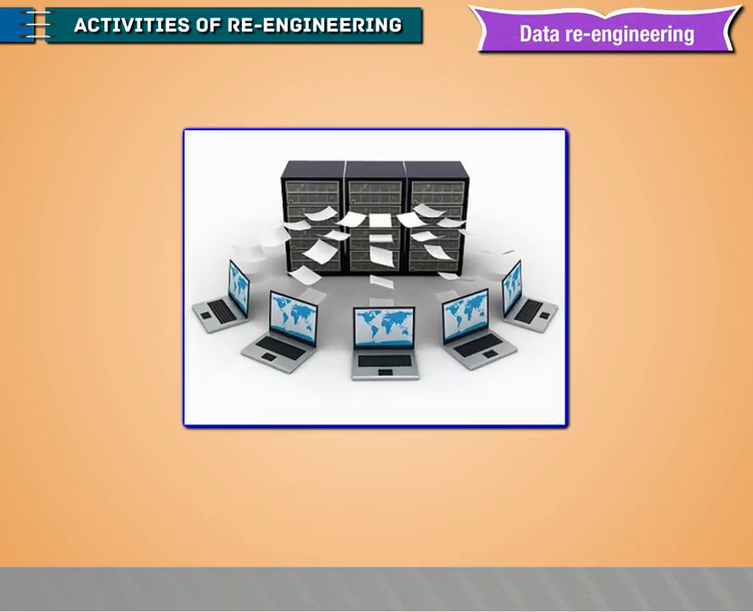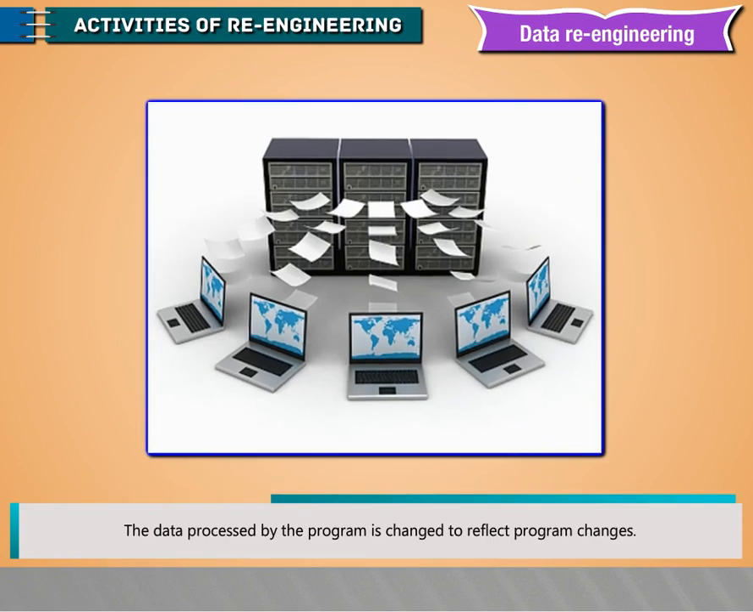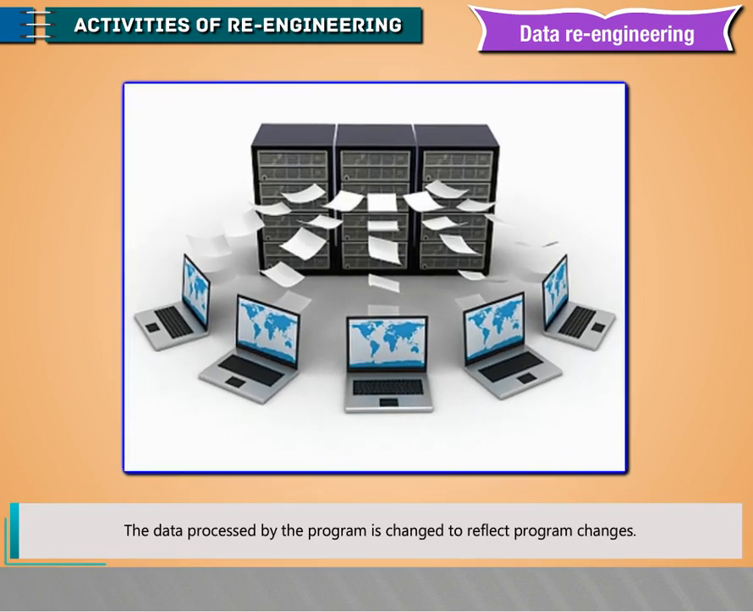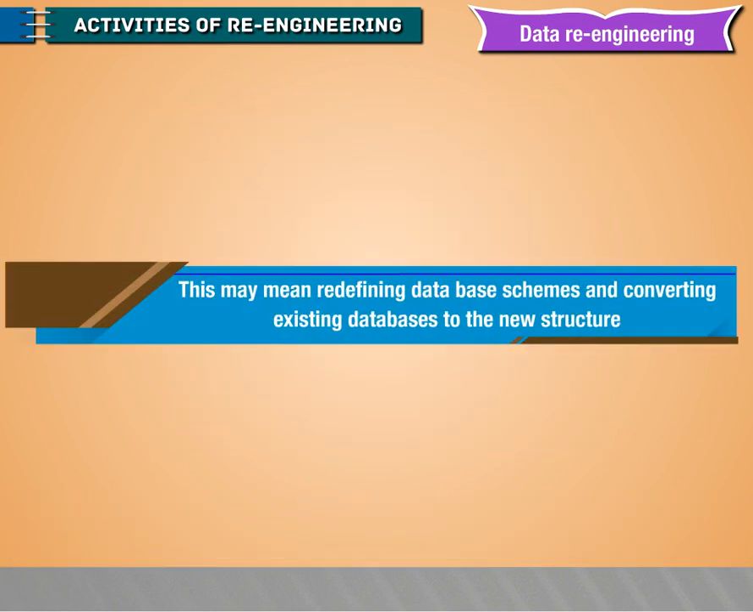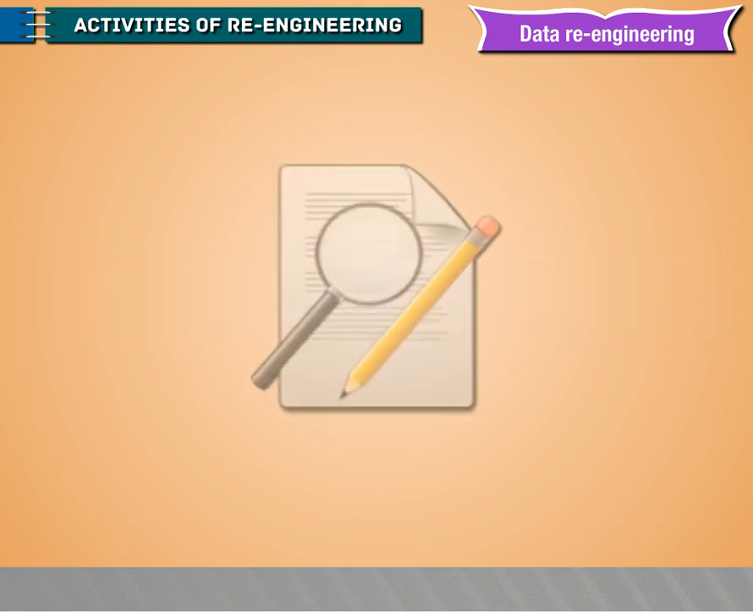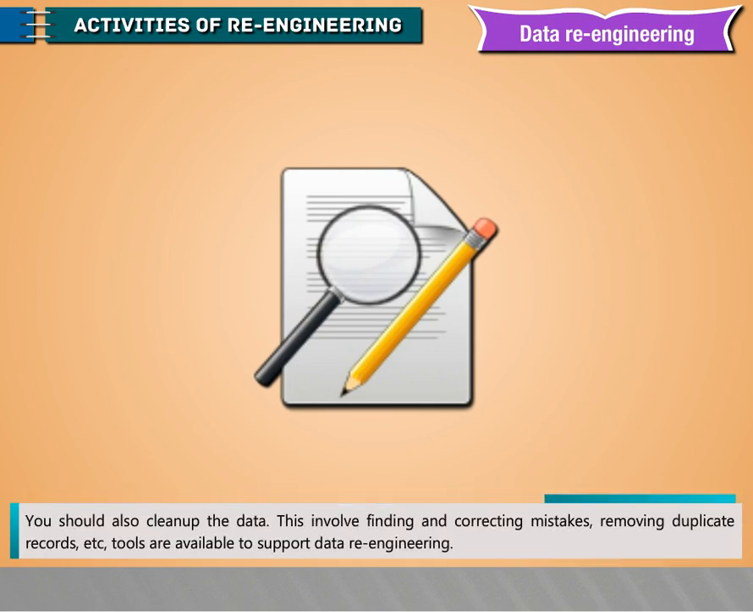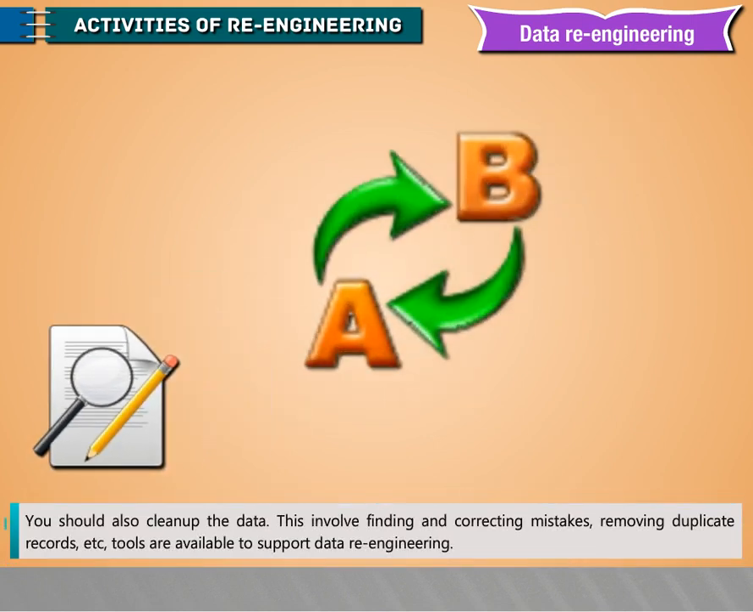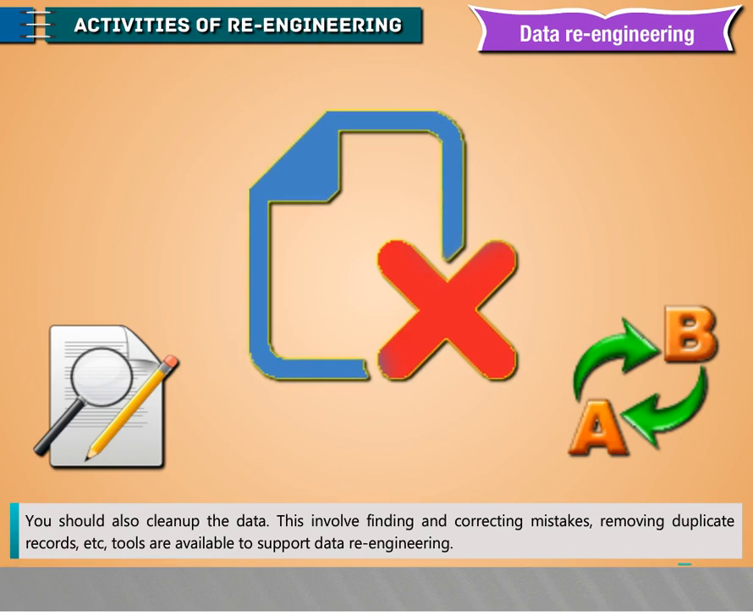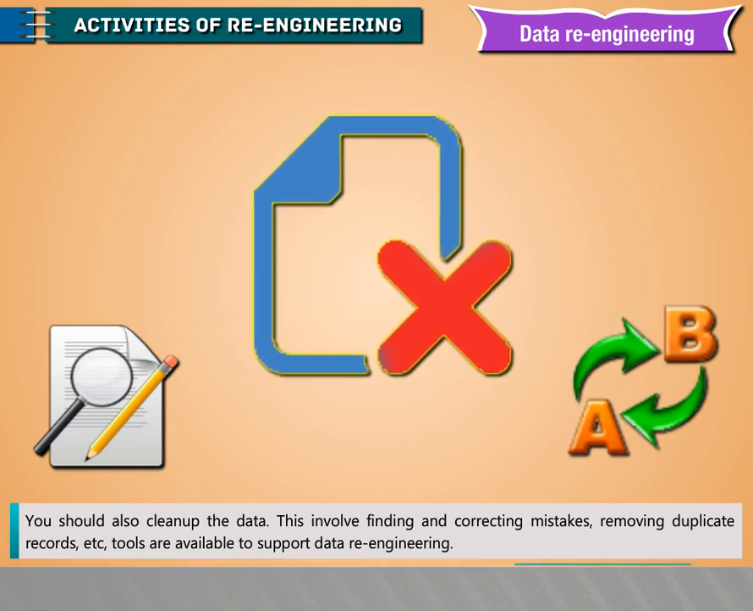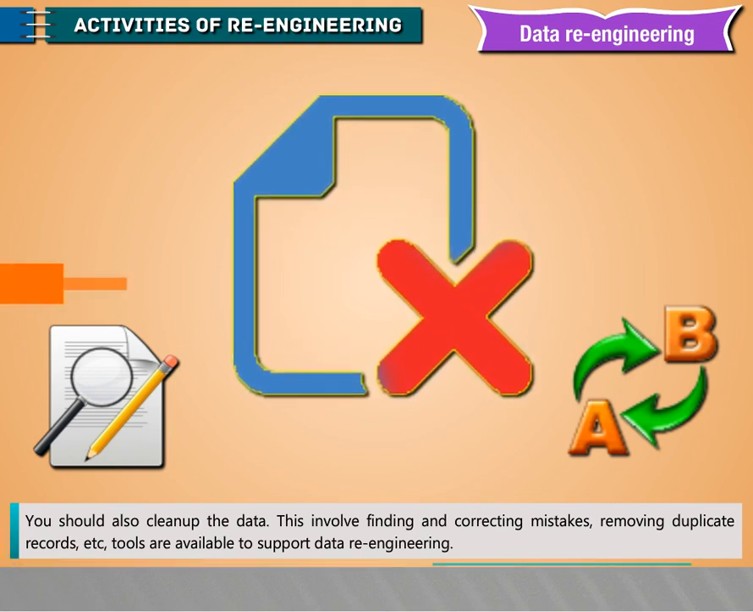Data reengineering. The data processed by the program is changed to reflect program changes. This may mean redefining database schemas and converting existing databases to the new structure. You should also clean up the data. This involves finding and correcting mistakes, removing duplicate records, etc. Tools are available to support data reengineering.